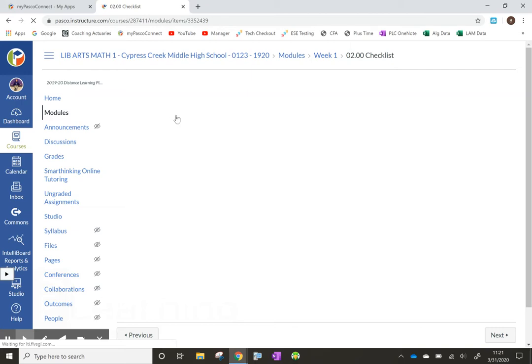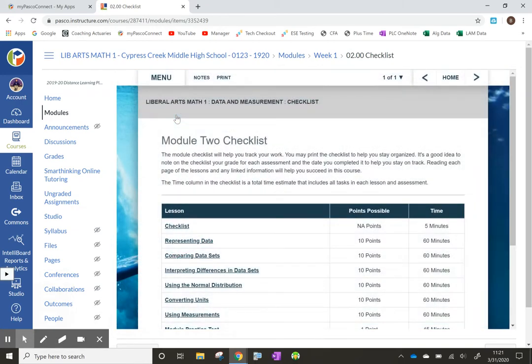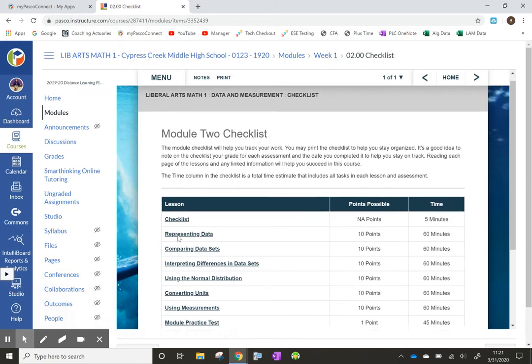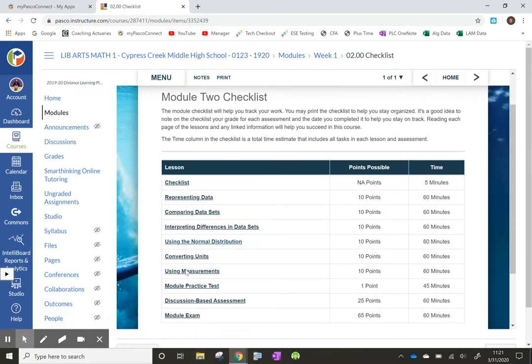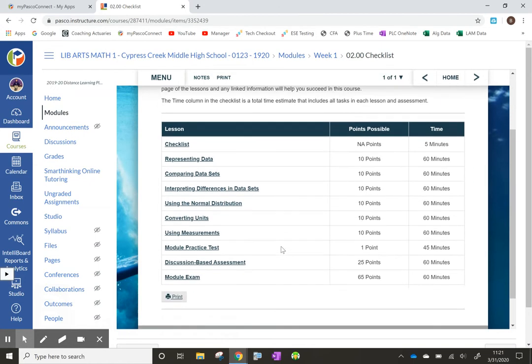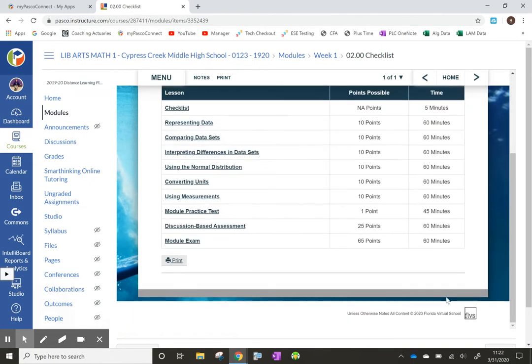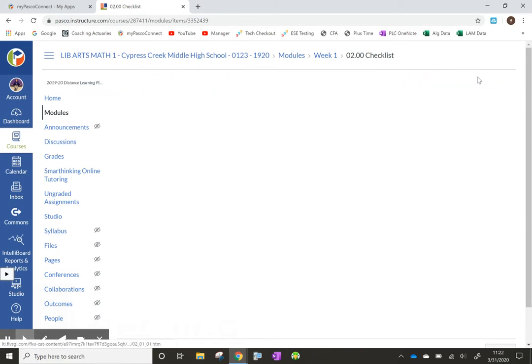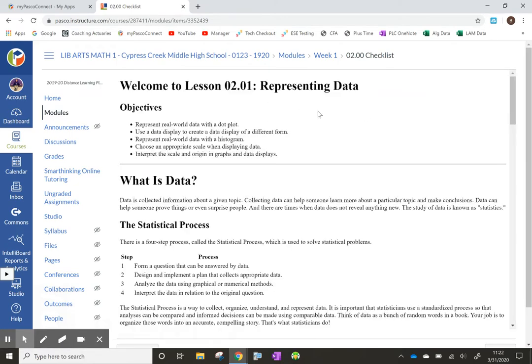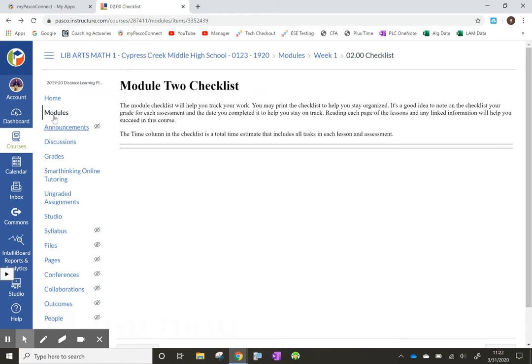Now, the checklist isn't really anything. I think it's just kind of what we're going to be doing over the next few weeks. So representing data, which I believe is the first task that we're going to do, 2.01, and then some of the stuff that we do over the next few weeks. Really just kind of a list of what's coming, right? Now, you'll notice here at the top where it says home, page 1 of 1. That means there's really no other page here, but if it's like 1 of 5 or 1 of 6, you have to click these arrows to go through it to the next page.